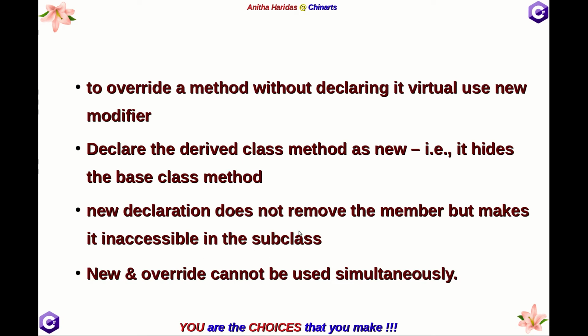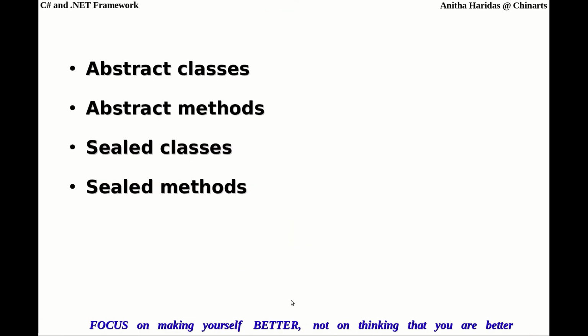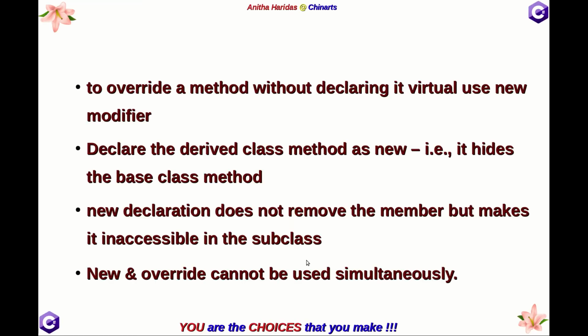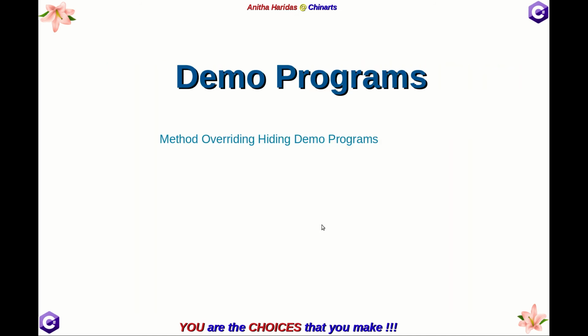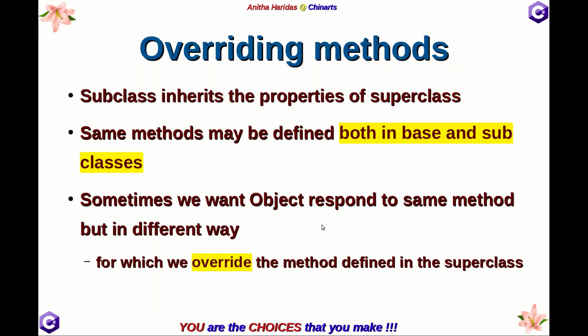So what happens? In the next level, the property will be taken to the derived class. That is why we say it does not remove the member but makes it inaccessible in the subclass. New and override cannot be used simultaneously. You can have new and virtual combined together, but new and override will not go together. So these are the features and properties of the overriding method.